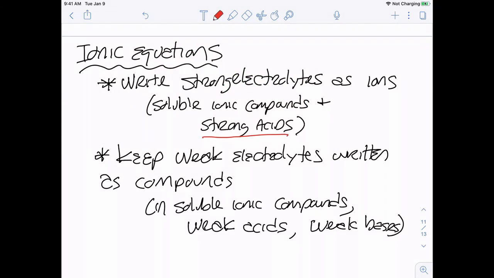So remember, the easiest way to tell if something's a weak acid is to know your strong acids. If it's not a strong acid, it's a weak acid. So soluble ionic compounds and strong acids, you're going to separate them, write them as ions. And then your weak electrolytes, insoluble ionic compounds, and weak acids, you're going to keep them together, right? These are the keep together. And these were the ones to break apart, break into ions.